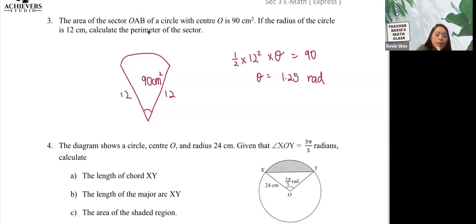Okay, now I want you to help me find the arc length first. And don't forget, they are looking for perimeter. Is it just the arc length? No, you have to add back your 12 and 12. Okay, help me find the arc length and then add back 12 and 12.